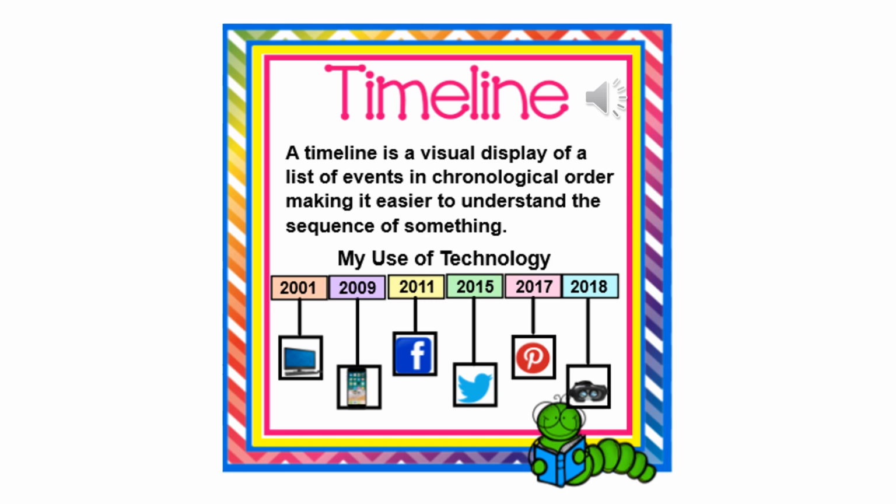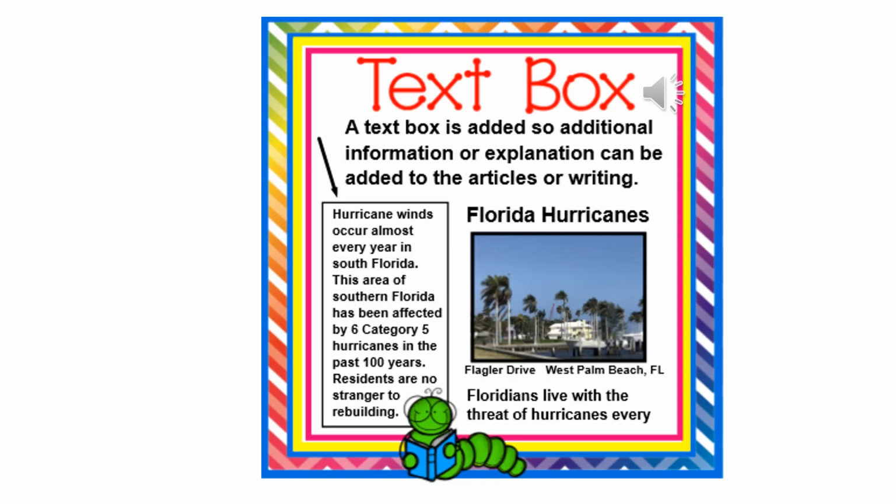Timeline. A timeline is a visual display of a list of events in chronological order, making it easier to understand the sequence of something. Text box. A text box is added so additional information or explanation can be added to the articles or the writing.